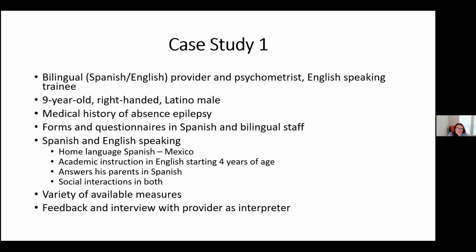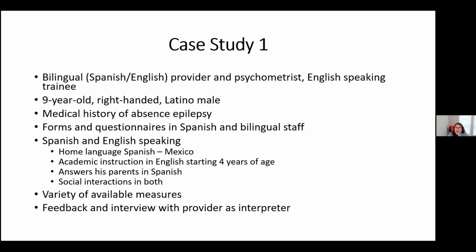And we were able to gather all the information in the history and talk about Spanish and English, like speaking and language. The home language is Spanish, the family's from Mexico, and academic instruction in English started at 4 years of age. So now we're thinking, okay, it's been 5 years, they're gaining more cognitive academic fluency, but probably have strong basic interpersonal language. Answers to his parents are in Spanish, so it looks like he's probably a little more balanced or fluent in both. And his social interactions are in both languages, right? So this child is using both English and Spanish.